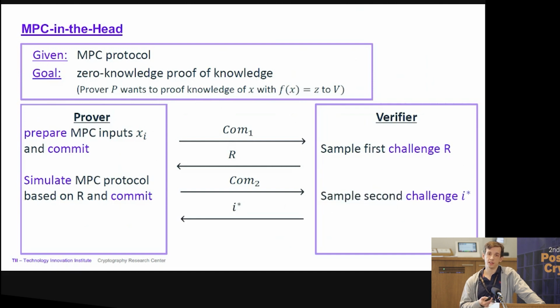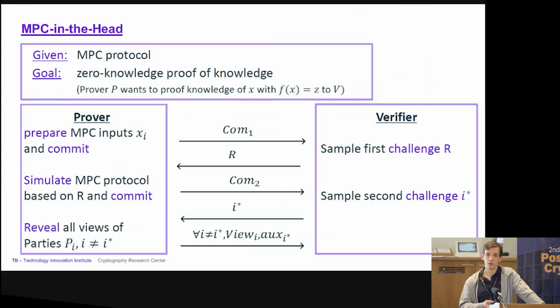The verifier samples a second challenge I star and provides it to the prover, and the prover reveals all corresponding views that are not related to the I star's party. And he gives some auxiliary information, like the outputs of the computation of the I star's party, to enable the verifier to recompute all the commitments and verify that the simulation of the MPC protocol accepts.